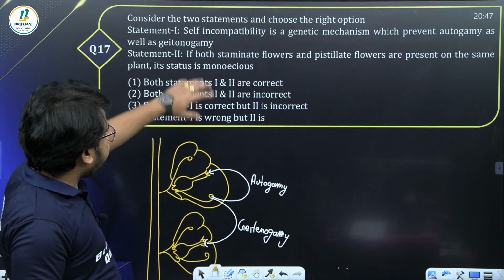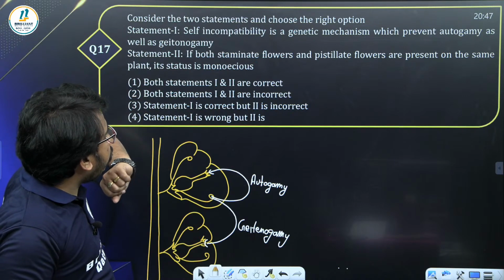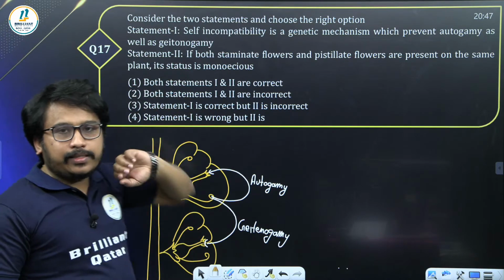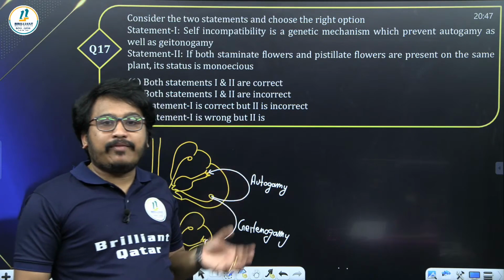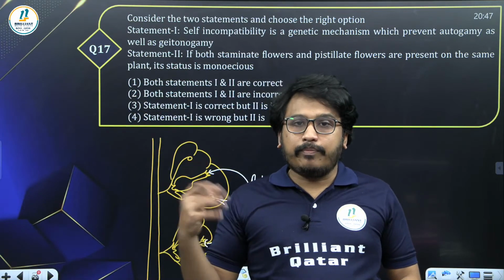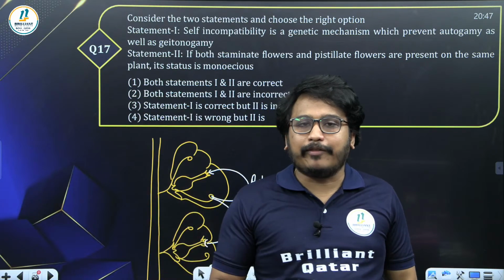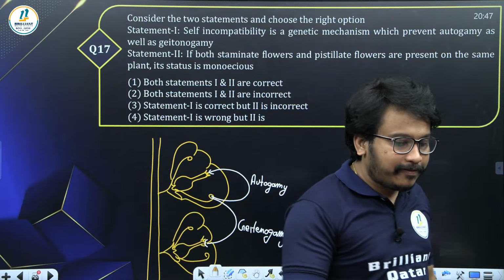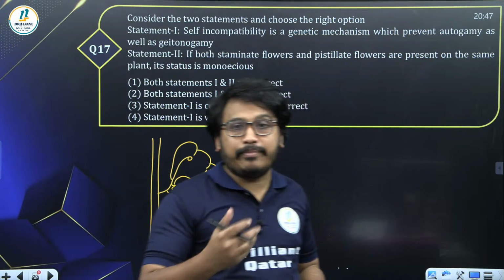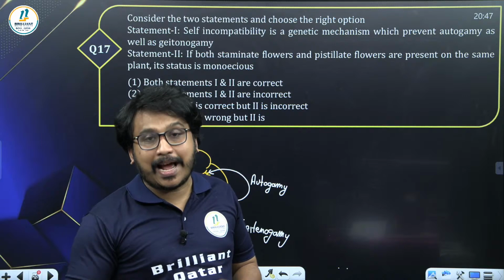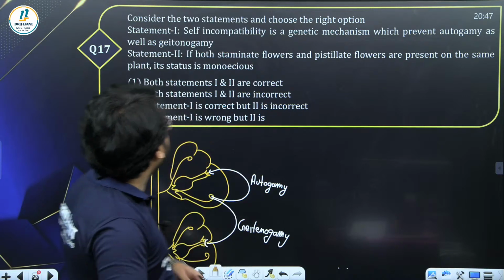So understand, self-incompatibility is a genetic mechanism. So what is self-incompatibility? A plant will never accept its own pollen. If its own pollen falls on the stigma of a flower, then they won't accept it. Pollen will not germinate. So self-incompatibility can be observed. That is a mechanism to prevent self-pollination and promote cross-pollination.